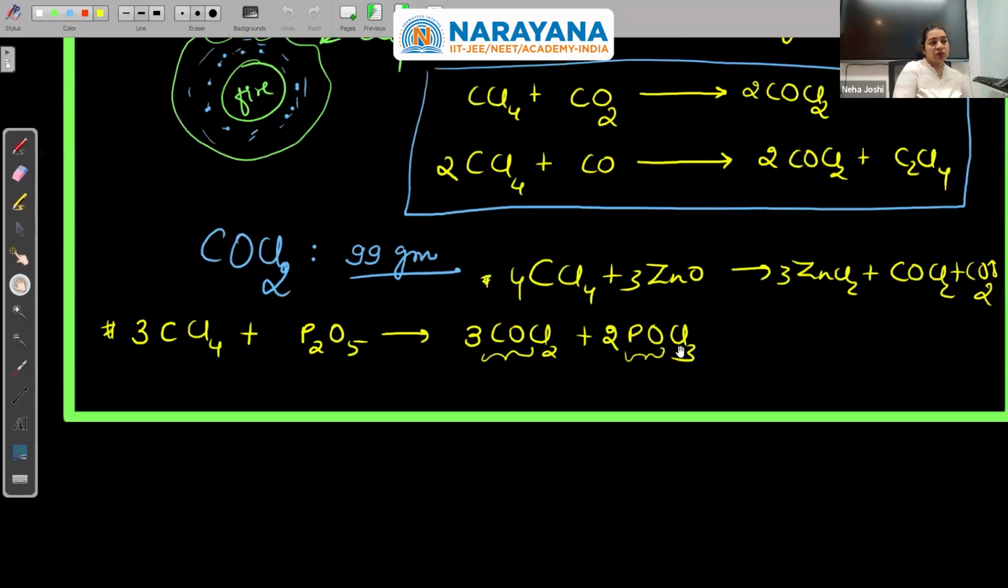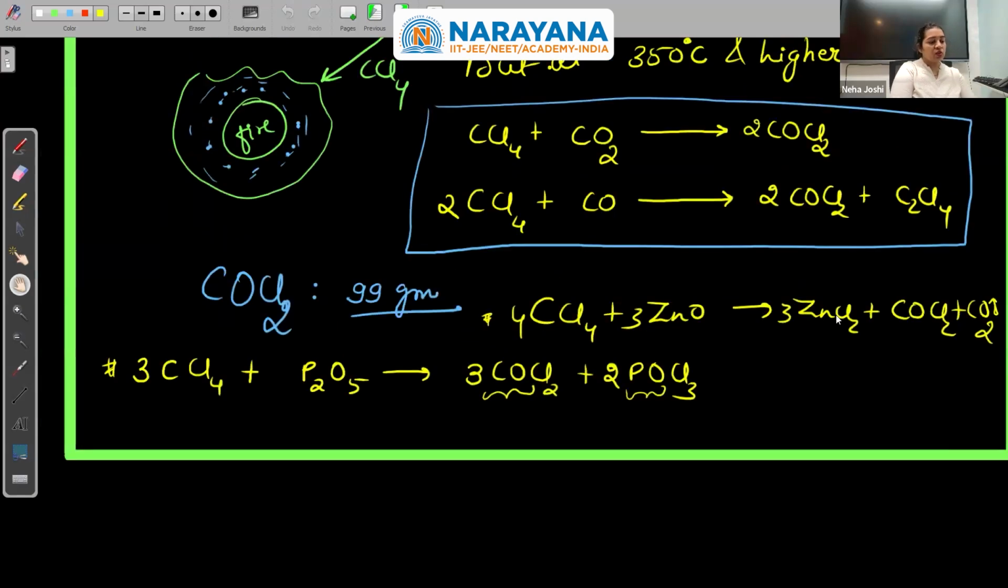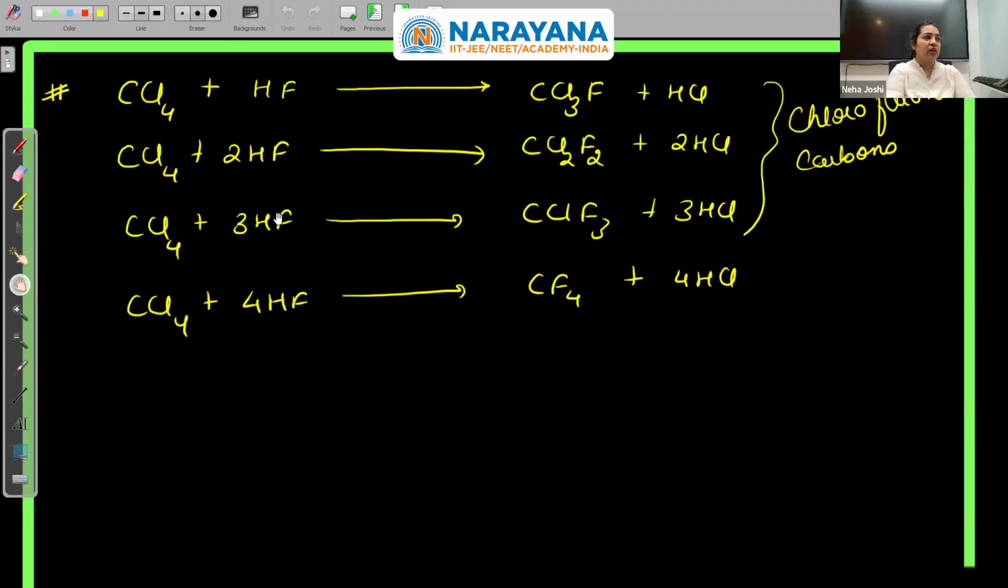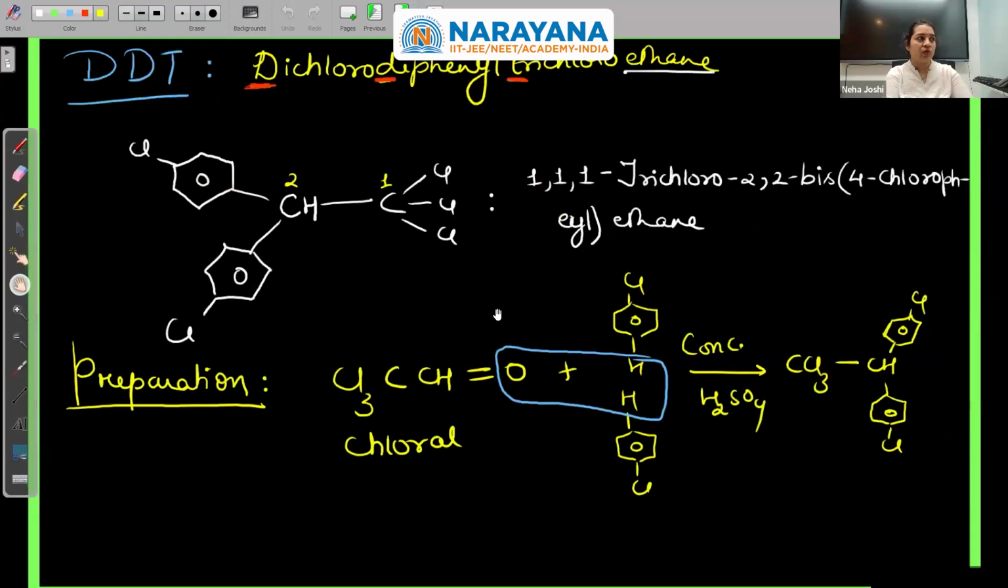Okay, the other important reactions are like this: P2O5 also forms phosgene. With ZnO it is forming phosgene. So these are other reactions. With HF, it is ultimately forming chlorofluorocarbons, and then finally CF4. Okay.